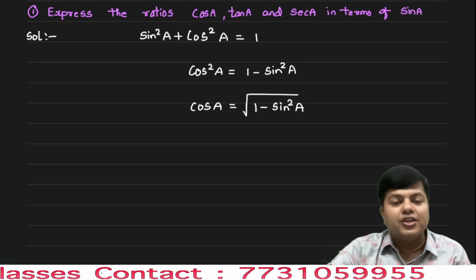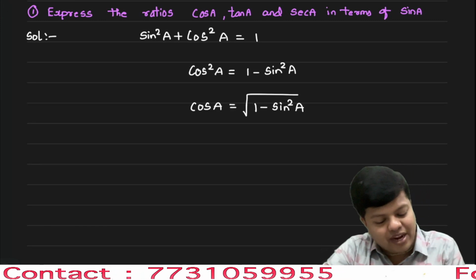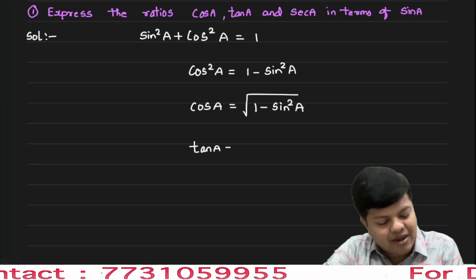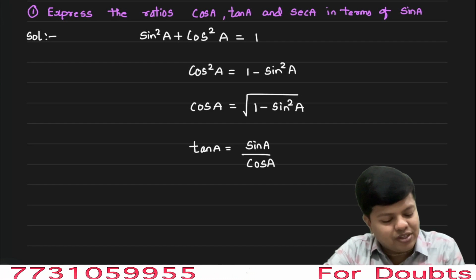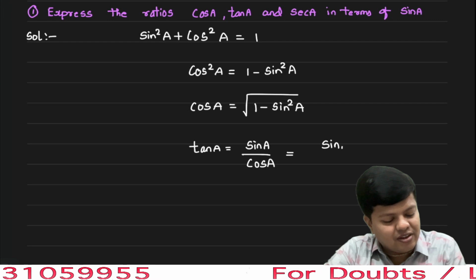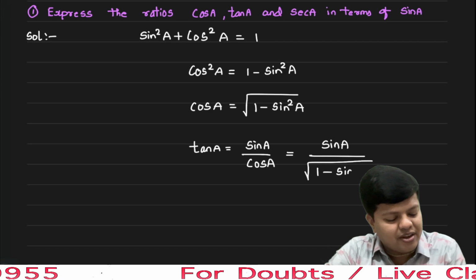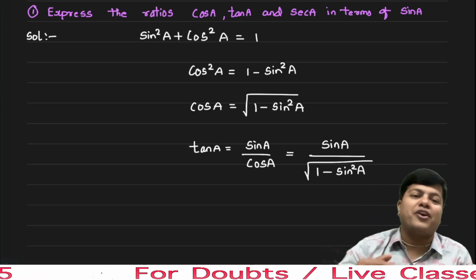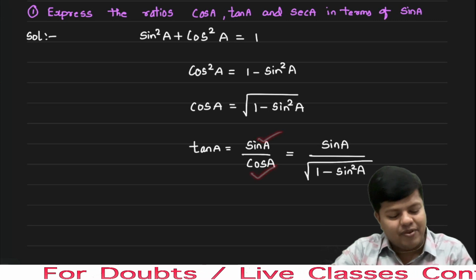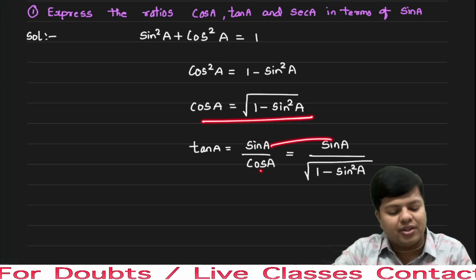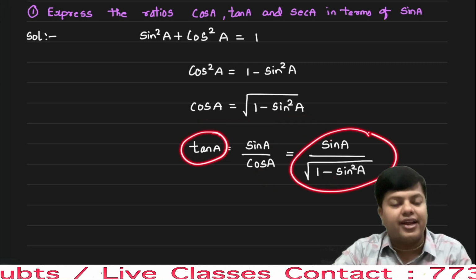Yes. Now you want tan A also in terms of sin A. What is the tan A formula, student? Sin A by cos A. Yes sir, sin A by cos A. So sin A we write as it is, and cos A we just got as root of 1 minus sin square A. Done student. So tan A you got in terms of sin A.